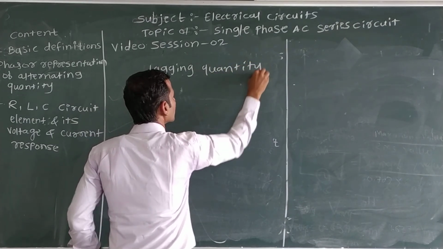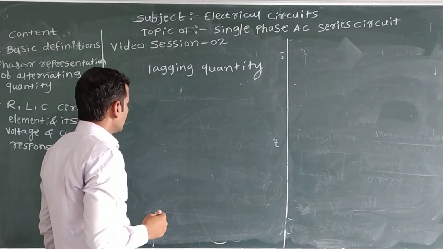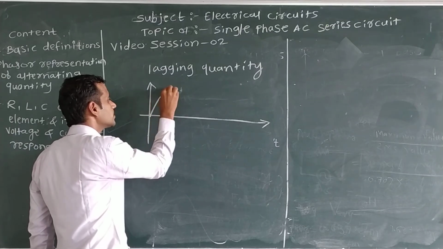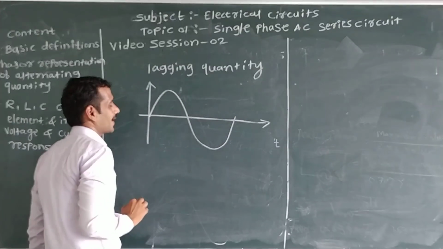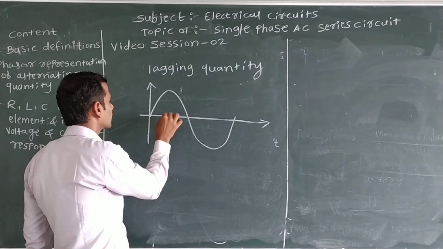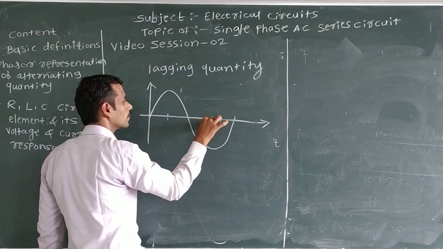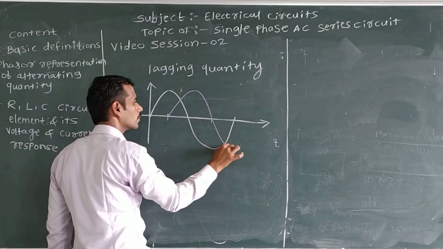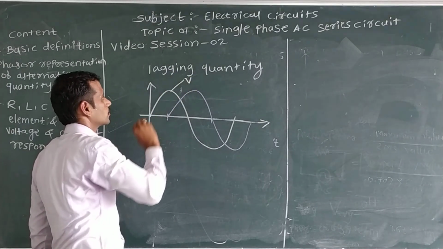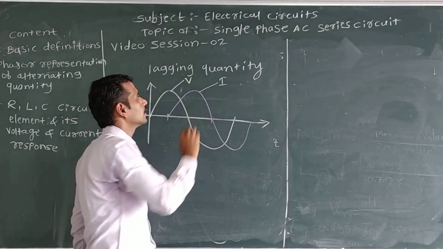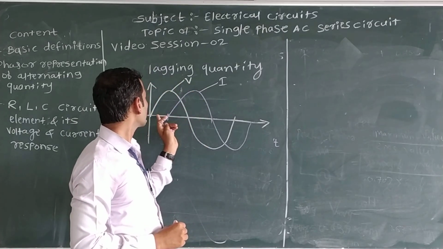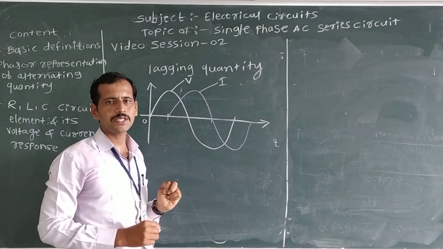Next, lagging quantity. A lagging quantity is a quantity which reaches its zero and maximum value later than the other quantity. Here, taking voltage first, then current.